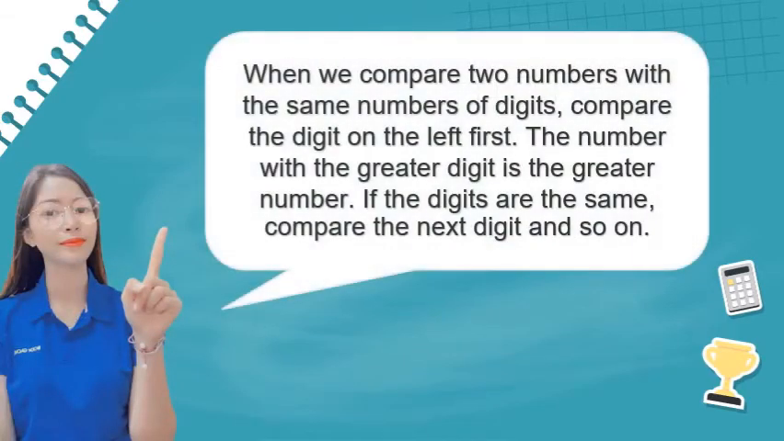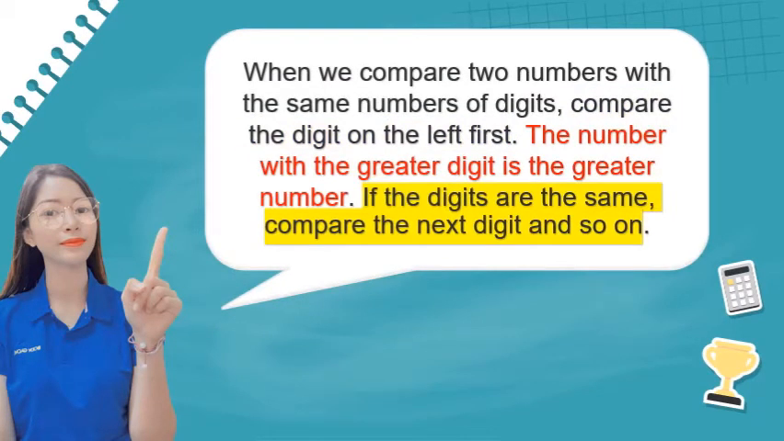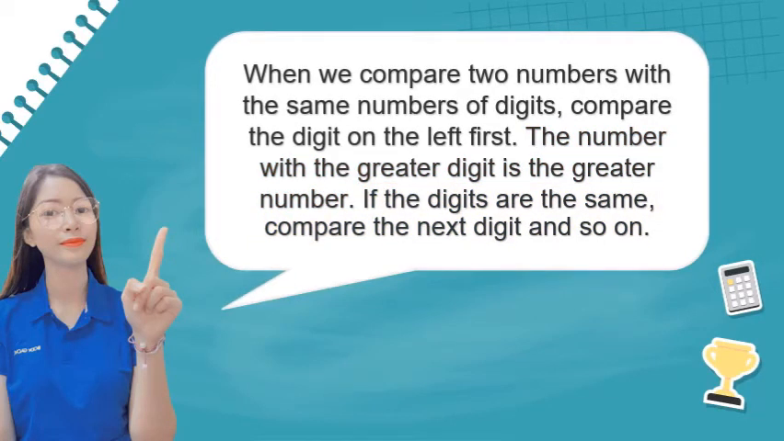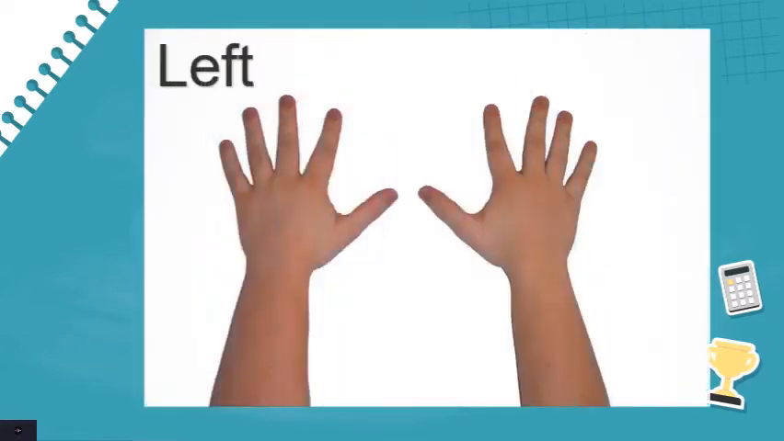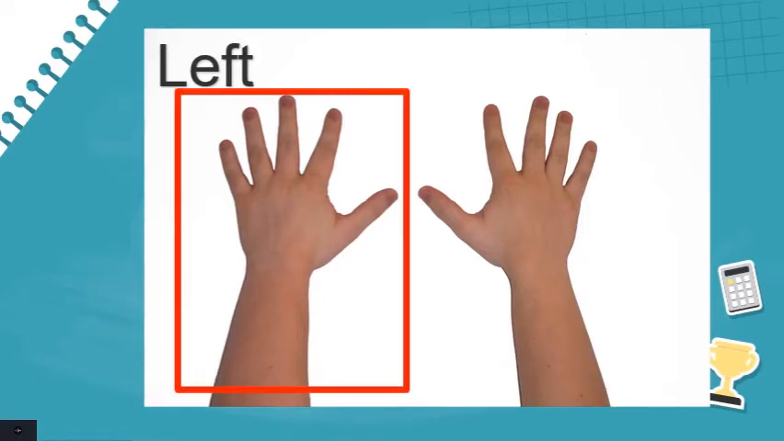When we compare two numbers with the same numbers of digits, compare the digit on the left first. The number with the greater digit is the greater number. And if the digits are the same, compare the next digit and so on. This is our two hands. This one is our left hand. In comparing, we are going to compare using the left digit first.